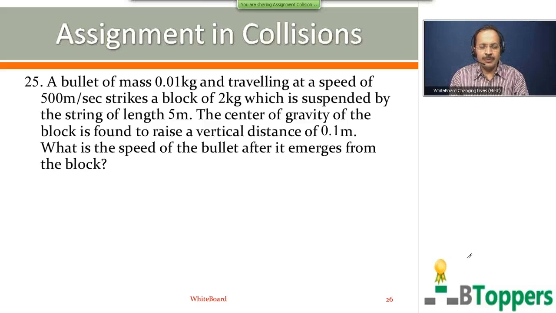A bullet of mass 0.01 kg, traveling at a speed of 500 meters per second, strikes a block of 2 kg, which is suspended by a string of length 5 meters. The center of gravity of the block is found to rise a vertical distance of 0.1 meter. What is the speed of the bullet after it emerges from the block?